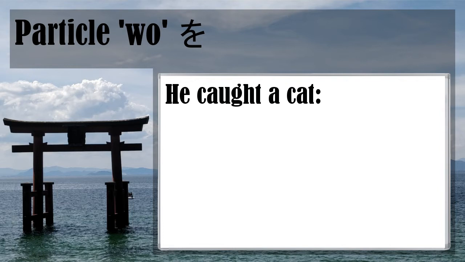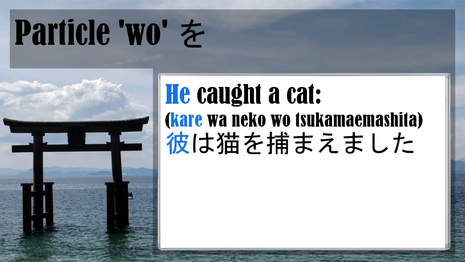He caught a cat. 彼は猫を捕まえました. Kare is a pronoun, and it means he. Wa is a particle indicating the topic, being the he, and in this case it also implies the subject of the sentence. Neko is a noun and it means cat, followed by o, which is the direct object marker, and tsukamaemashita is the verb, the verb tsukamaeru, in the masu form past tense. That would be tsukamaemashita. That's how simple it is. So first the subject, kare wa, then the direct object, neko o, then tsukamaemashita, which is the verb.